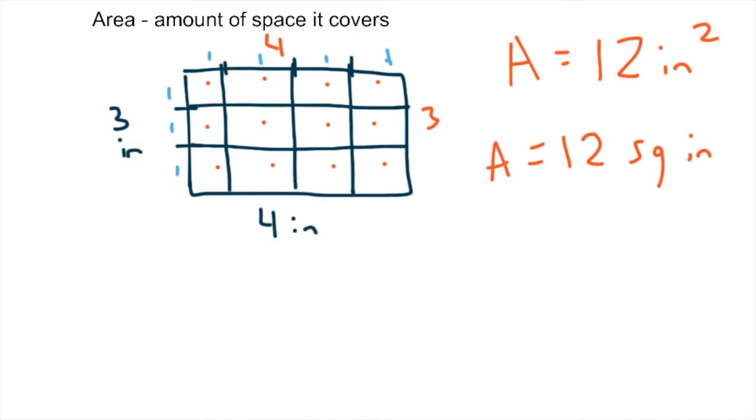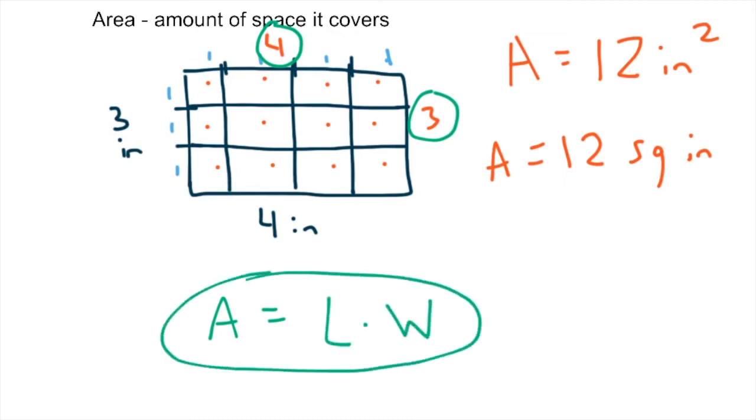And this is about how much space it covers up. So how many square inches are there inside this rectangle? There are 12 of them. You might be thinking, well, there was a formula for perimeter. There's probably a formula for area. And you're exactly right. The area of a rectangle, which you can probably determine by looking at the numbers and how this played out, is just the length multiplied by the width. The area of a rectangle is just length multiplied by width.